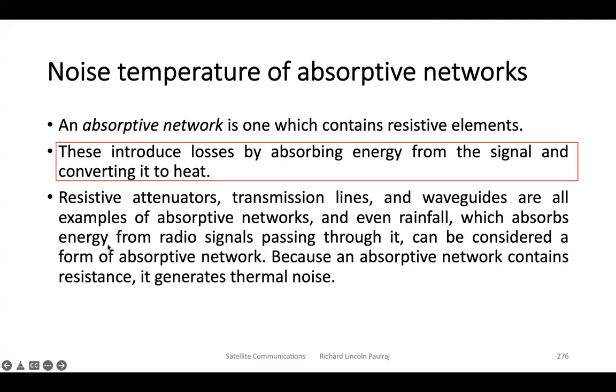Usually, you would have seen whenever there's rainfall, your television signals, or it could be your radio signals, wouldn't be that proper. That's because of the absorption that happens. Together, we term these absorptive networks. Because an absorptive network contains resistance, it generates something called thermal noise. So thermal noise is generated, and because of this, the noise gets associated with our communication signal and hampers the way we process things.